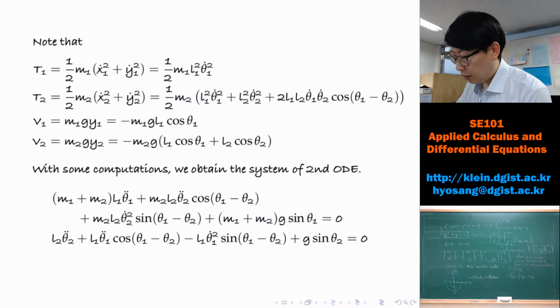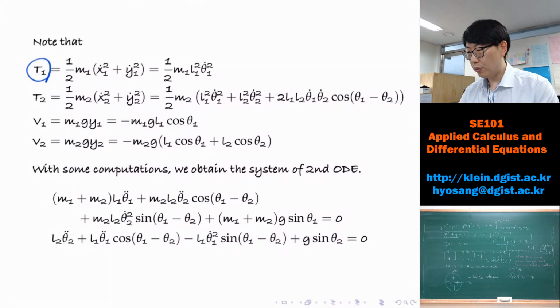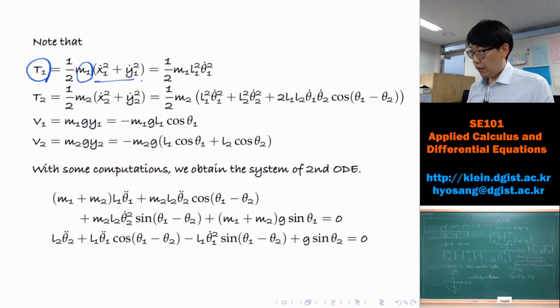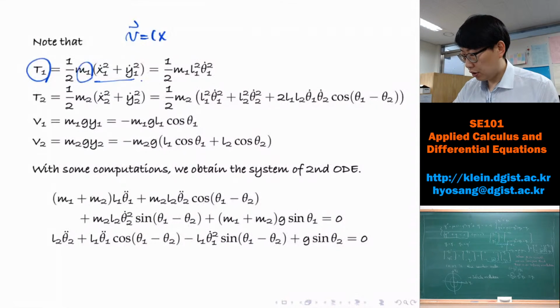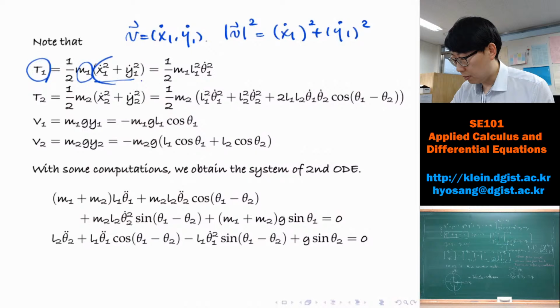So kinetic energy is 1 over 2 m1. First, the kinetic energy of m1 is 1 over 2 m1 times the velocity. And this velocity is a velocity on a two-dimensional plane. So it's the velocity of a vector v, which has coordinates x1 dot and y1 dot. Okay. So when you take the size of v and square it, that is x1 dot square plus y1 dot square. So that's why we have this term.